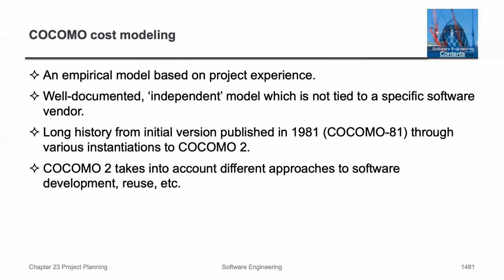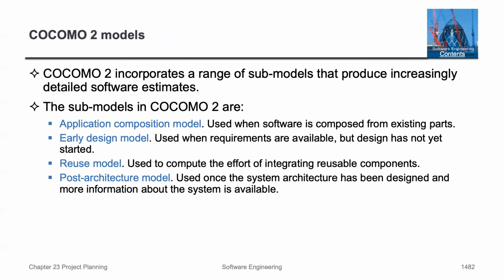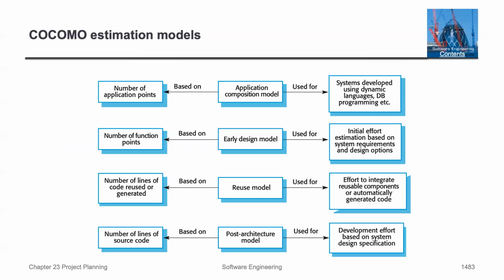So let's get into a cost model here. This is an empirical model based on project experience, COCOMO. It's well documented and has a long history, since 1981. COCOMO 2 takes into account different approaches to software development, reuse, etc. It incorporates a range of submodels that produce increasingly detailed software estimates. The submodels are application composition, early design model, reuse model, and post-architectural model. I'm going to skip this, but this just gives you some more details about the estimation process for this model.